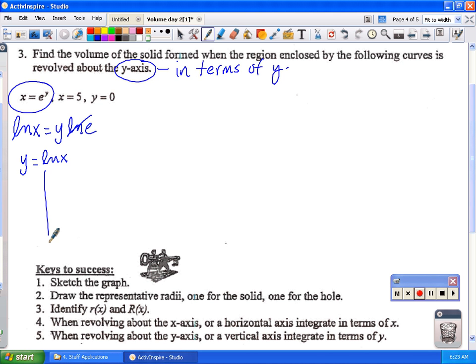So when I graph this, y equals ln of x is the inverse of e to the x. It goes through the point (1, 0), and it has a vertical asymptote at the y-axis. So it looks something like that. The line x took care of that. The line x equal to 5 is a vertical line. I'm just randomly sticking a 5 up there to get a visual idea. And then y equals 0 is the x-axis. So the region that we're revolving is this region right here, and we're revolving it around the y-axis.